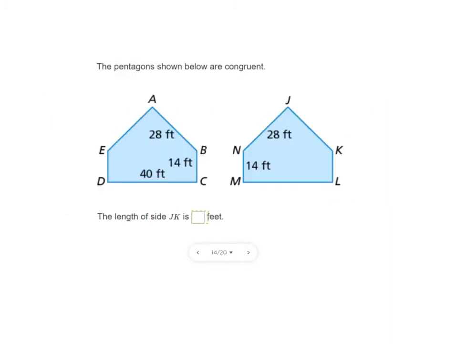The pentagons shown below are congruent. The length of JK is blank feet. So we need to find out what this length is, JK. And since we know that they're congruent, which means same size, same shape, I know it's going to be exactly the same as AB. So if they want to know what JK is going to be, 28 feet.